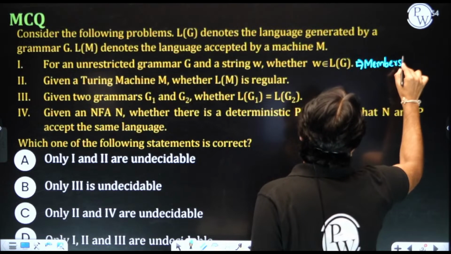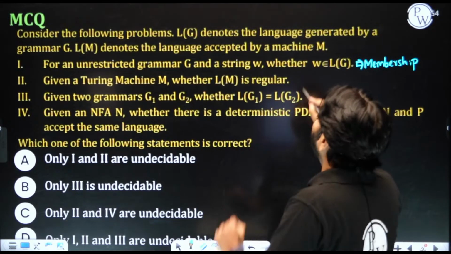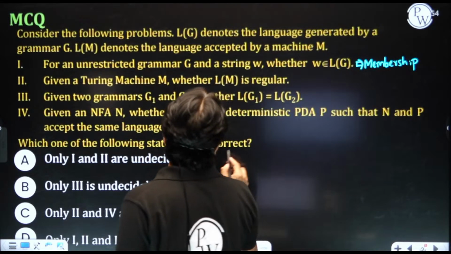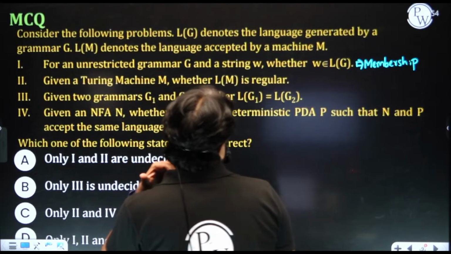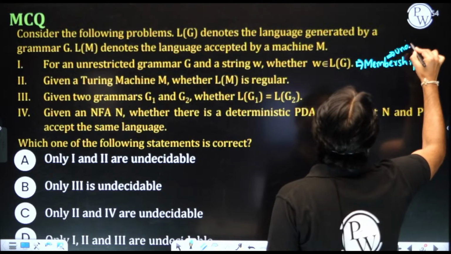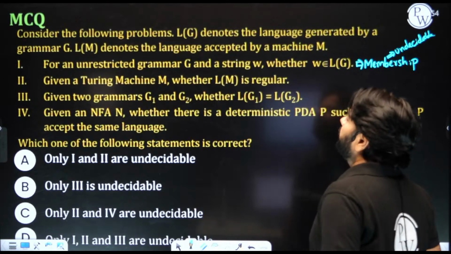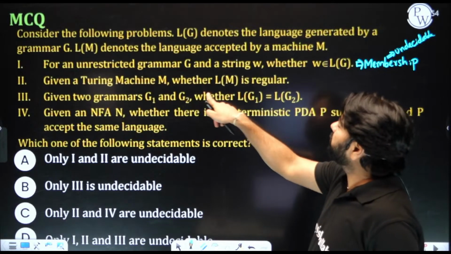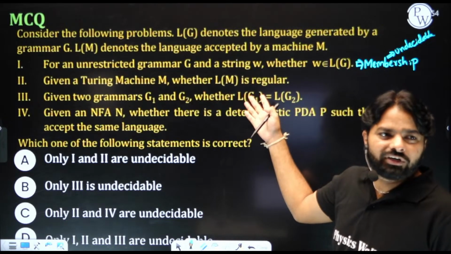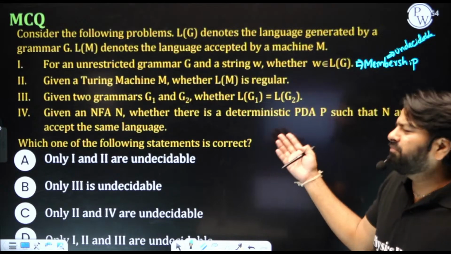Membership for Turing machine is undecidable. Right now you need to identify what following statements are correct. Okay, this problem is undecidable. Next, for a given Turing machine, whether, again repeating, did you see that? Did you see that? Very similar questions.